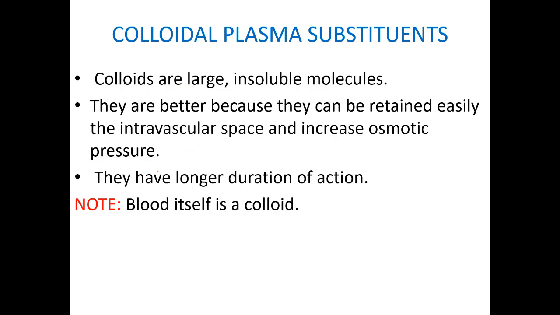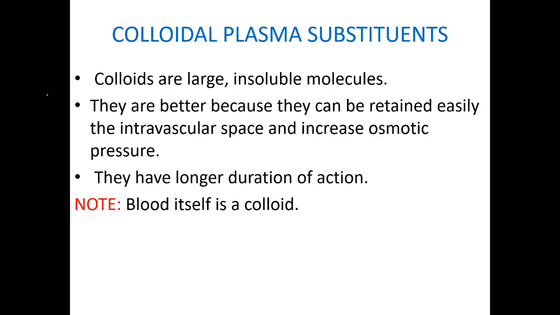So first, colloidal plasma substituents. These colloids are large insoluble molecules. They are better because they can be easily dissolved in our plasma, in our blood. That is a better option, and it will be retained in our intravascular space. That means it will retain our plasma volume very easily, and it will also increase the osmotic pressure. Colloidal plasma substituents have a longer duration of action.